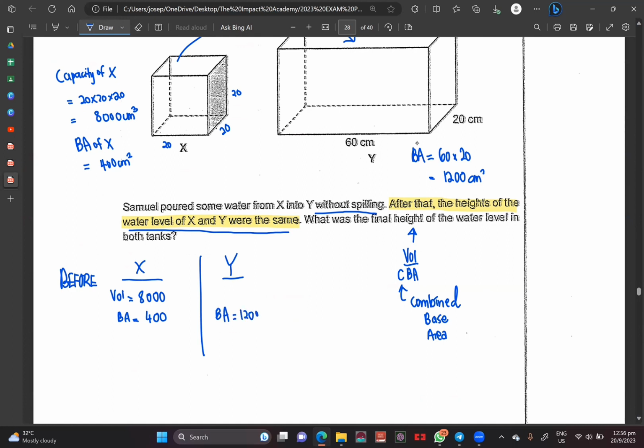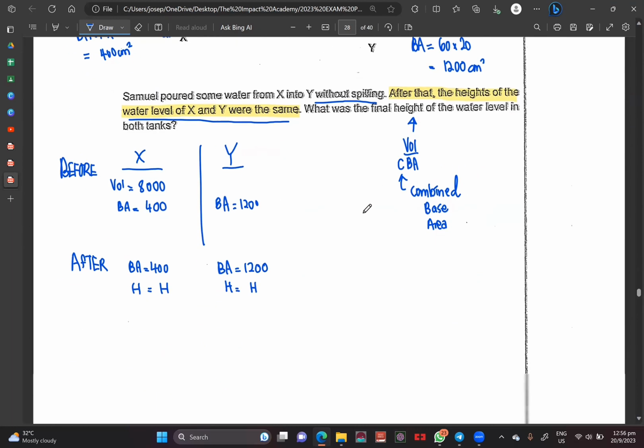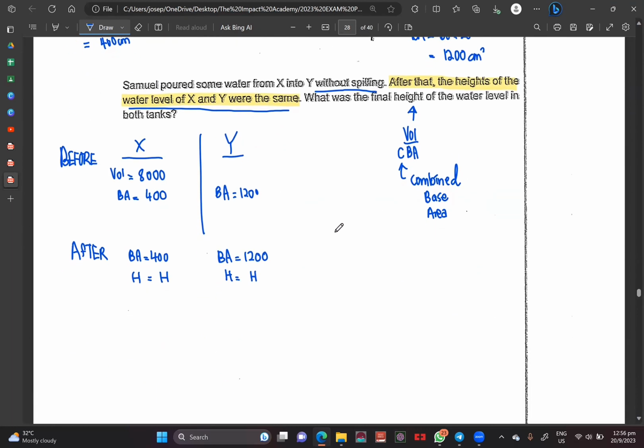So what happened was there was some pouring from X into Y, so that is my after. What happens is that the base area doesn't change. You must understand that the base area never changes. So the base area of this will still be 1,200. The good news is that the height is the same. So if the height is the same, we are just going to call it H, to show that the height is the same. Or, well, some of you prefer to call it 1 unit. I think that works as well.